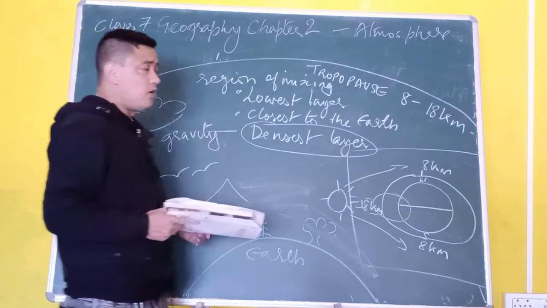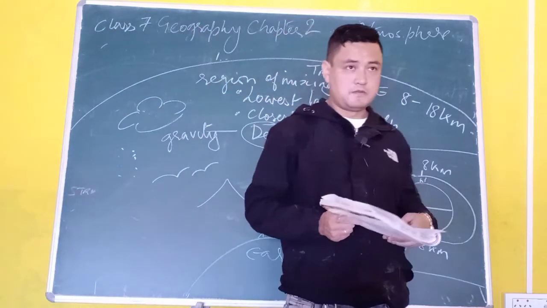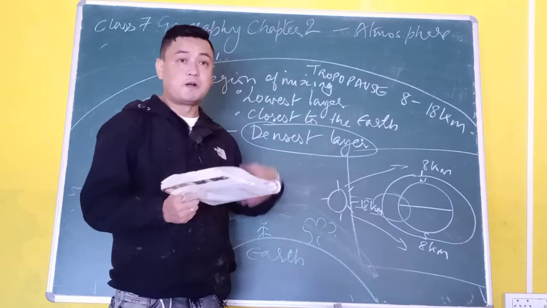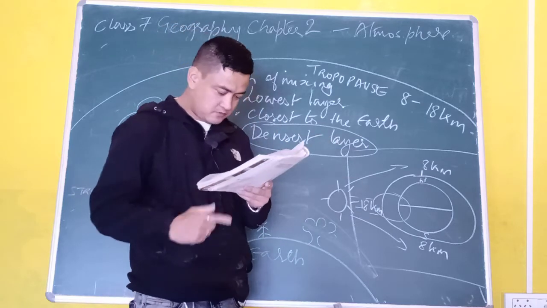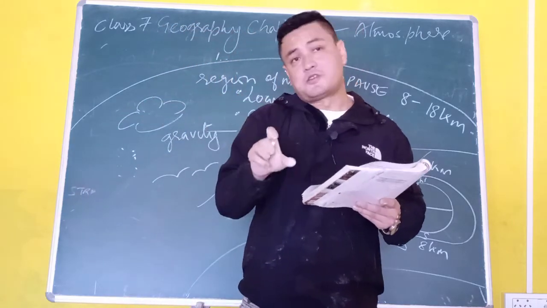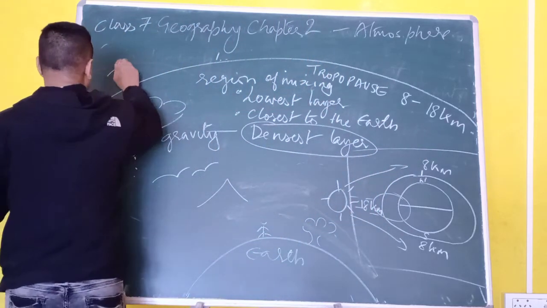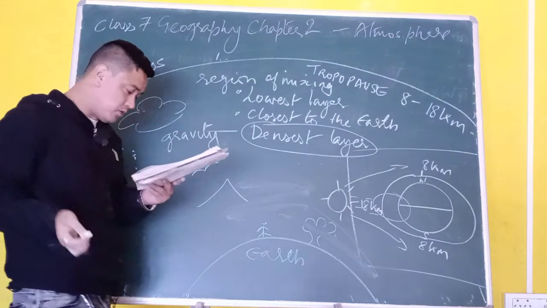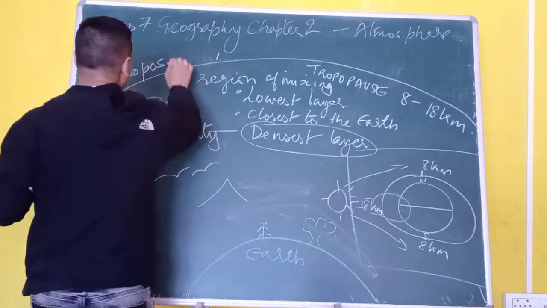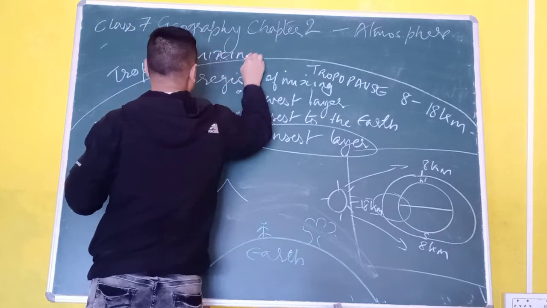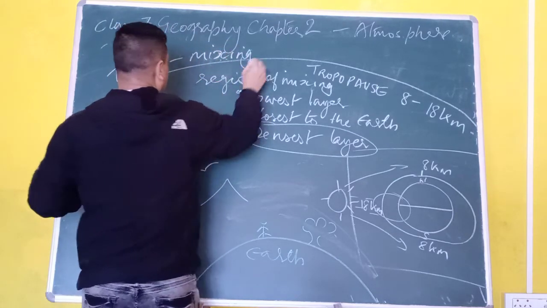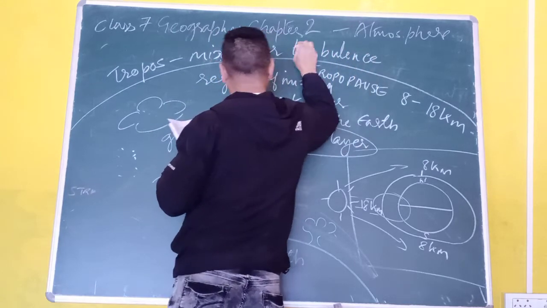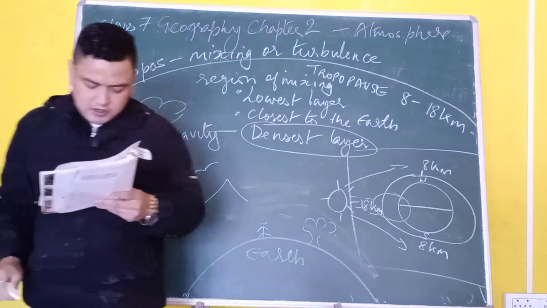Now, the troposphere is also called by another name. In a literal sense, it is called the region of mixing. But what is mixing? It has been derived from the Greek word T-R-O-P-O-S, tropos. Tropos is a Greek word which means mixing in English, or turbulence, T-U-R-B-U-L-E-N-C-E, turbulence. It also means turbulence.